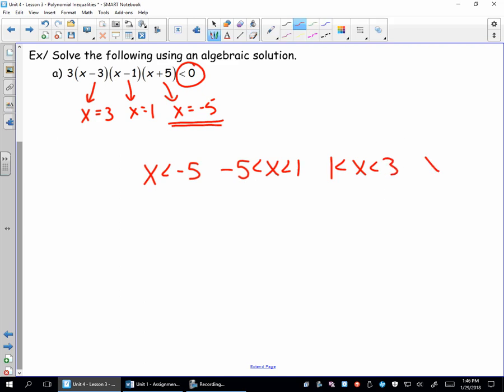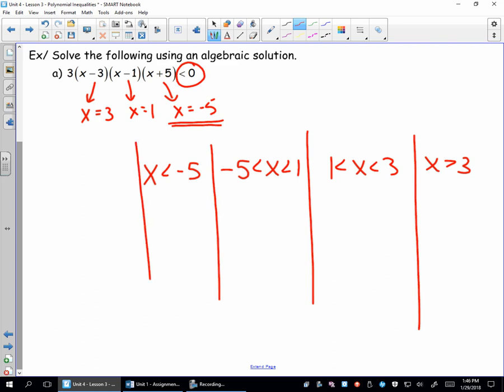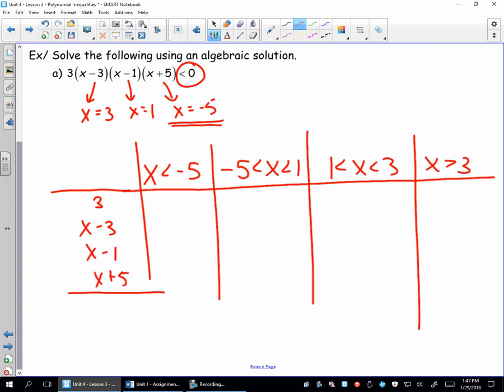And then greater than 3. And this is where my function is either below or above the axis in these intervals, because at these numbers, I'm on the axis. The factors of this, the parts that make up my function, are the number 3, the bracket x minus 3, the bracket x minus 1, and the bracket x plus 5. And if I multiply those all together, I get my function f(x).